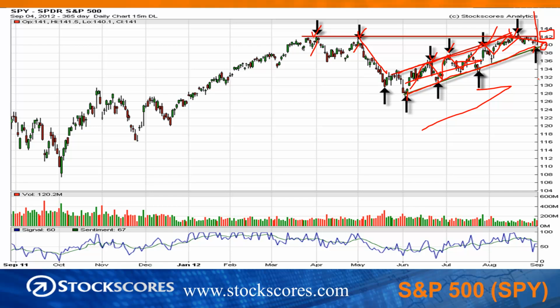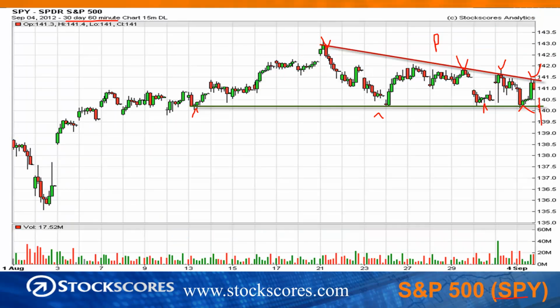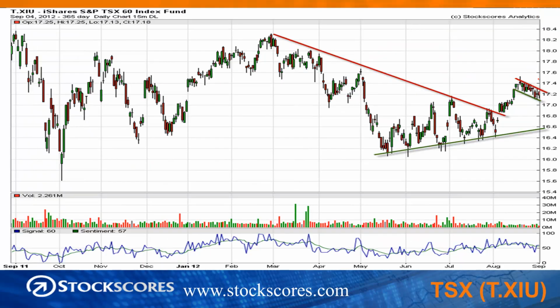Real important stuff and easily understood when you take those 6 elements of chart patterns and look for them on the chart. All right, let's continue with our analysis.